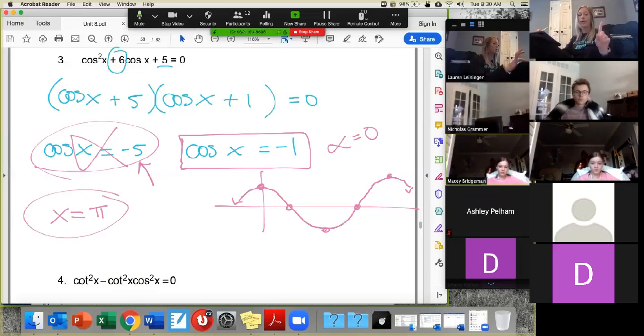So I like this question for 2 reasons. One is this throwing out the -5 thing, because we know our parent functions right here and we know cosine only goes to 1 and -1. We can't have answers outside of that. Now that's only true for cosine and sine, right? Can we have answers outside of 1 and -1 for tangent and cotangent?